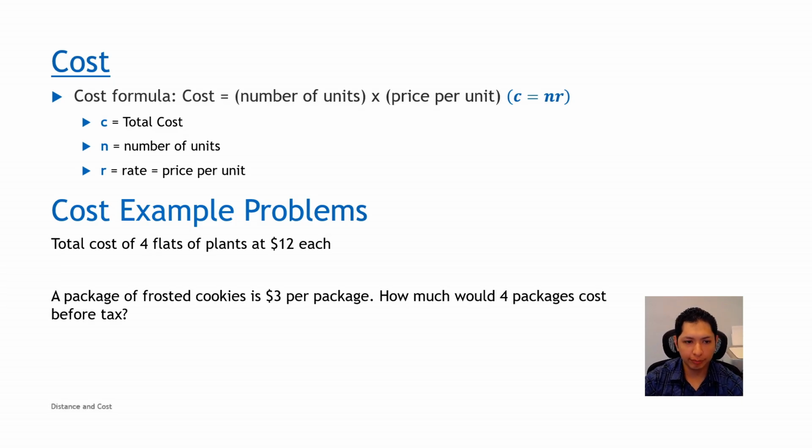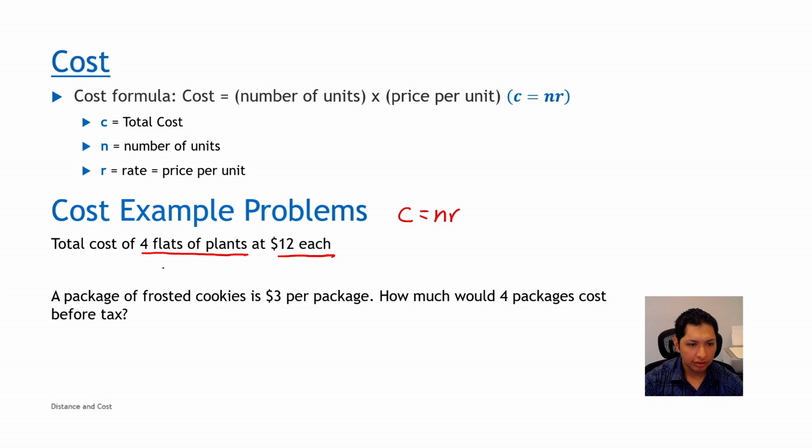Let us look at some examples of cost problems. So cost problem number 1, the total cost of 4 flats of plants at $12 each. So I have 4 flats of plants and $12 each. And the cost formula is C is equal to N times R. Also, side note, you'll learn this in other lessons more carefully. But anytime you see 2 variable letters next to each other with nothing in between them, it means multiplication. So N next to R with nothing in between means multiply the variable N by the variable R.